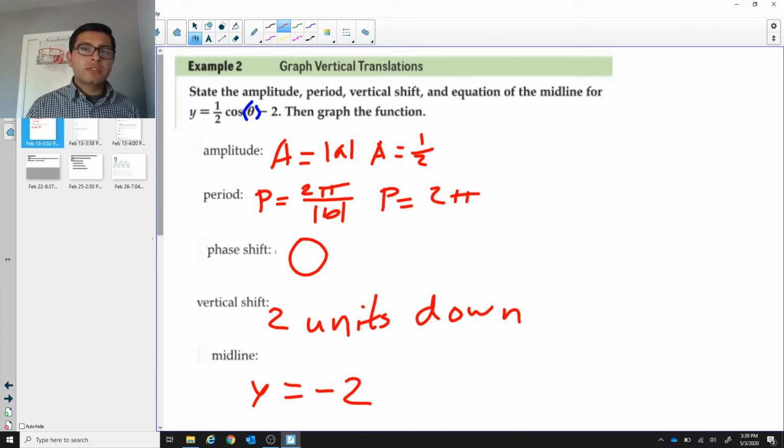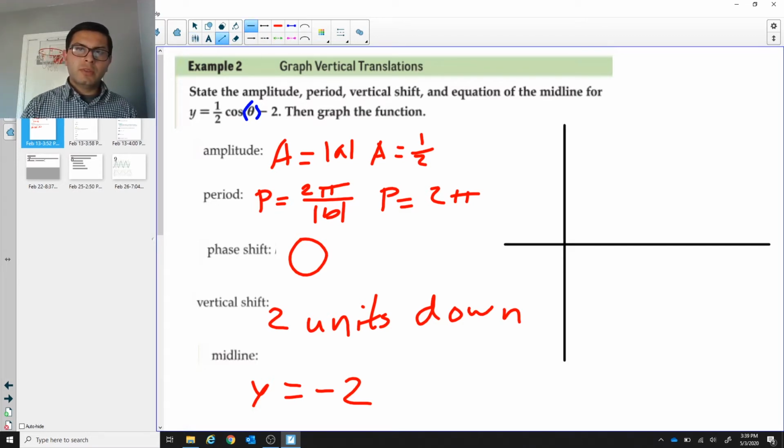Now it's asking us to graph the function. So let's graph the function here. So we're dealing with cosine, so everything that we have done to graph these things normally takes place the way it is. Now the first thing that we want to do is identify where our midline is. Now everything that we've done so far, our midline has been at 0. So in this case, now our midline is at -2. So let's draw a midline at -2.